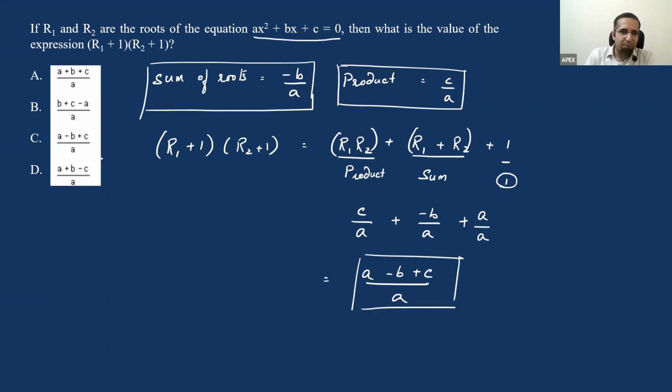So a minus b plus c divided by a, which means your answer here becomes option C. So not again a very difficult question, but yes, if you know the basics of quadratic equation, you should be able to answer this question. And my advice is simple: learn the basics that are required in a quadratic equations chapter.